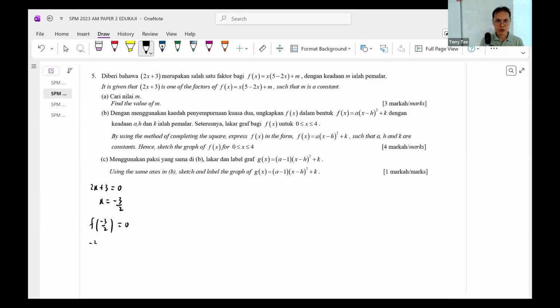So I'm going to put -3/2 times (5 minus 2 of -3/2) plus m, and the whole thing becomes 0. Can we simplify this? Cancel. Wait. Cancel is 8, right? -3/2 times 8 plus m equals 0. m should be what? Is it 12? Cancel, cancel, 4, negative 12, bring over, m is 12, right? You can't do it mentally, use a calculator. The first part, m is 12. Okay?